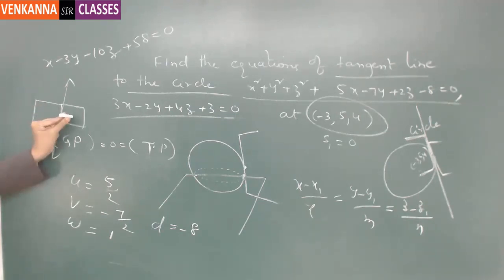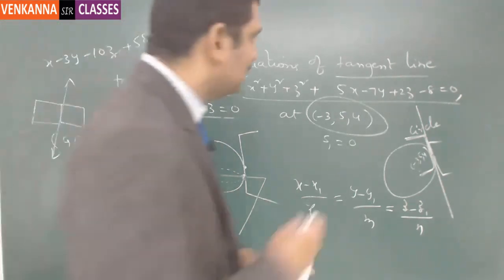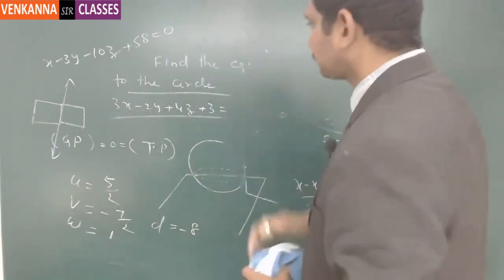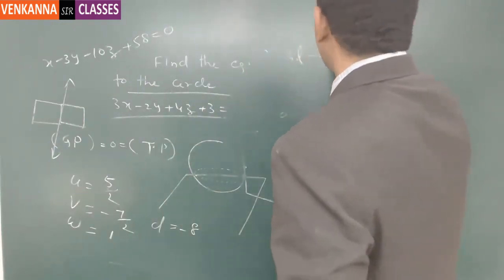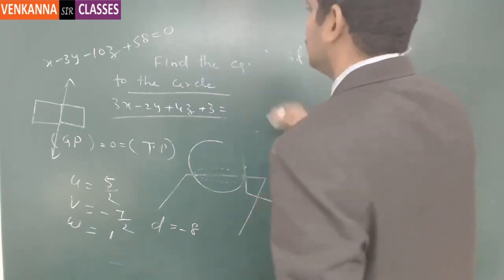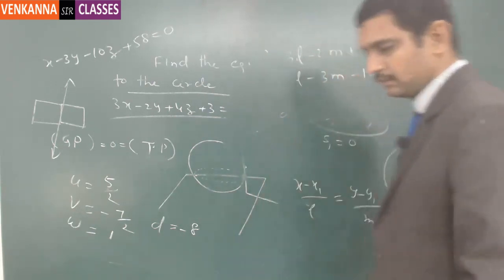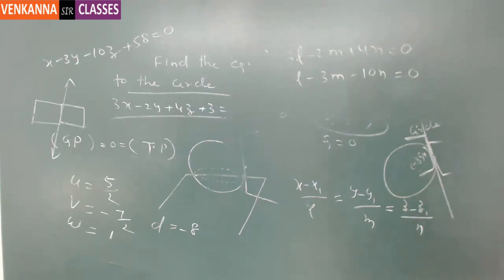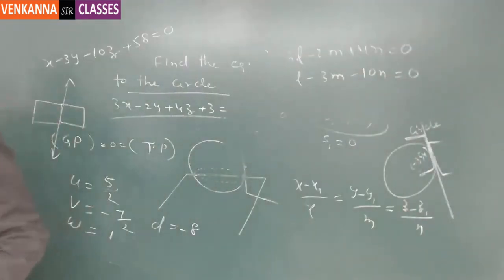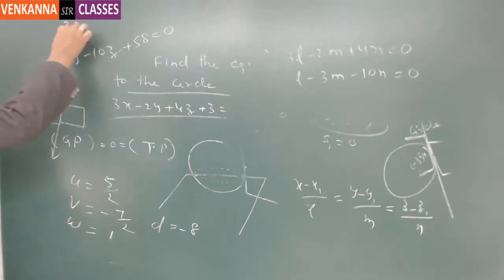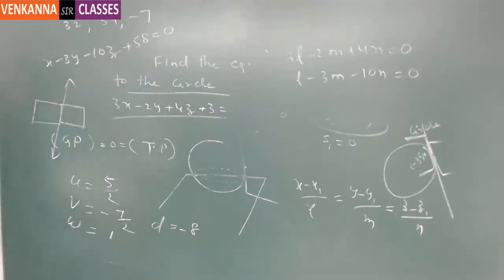So applying perpendicularity conditions for the line DRs as well as plane DRs, you will get the two equations: 3L minus 2M plus 4N is equal to 0 and L minus 3M minus 10N equal to 0. So if you solve that, the values will come as 32, 34 and -7. So like this you can write the line equation in symmetrical form also.